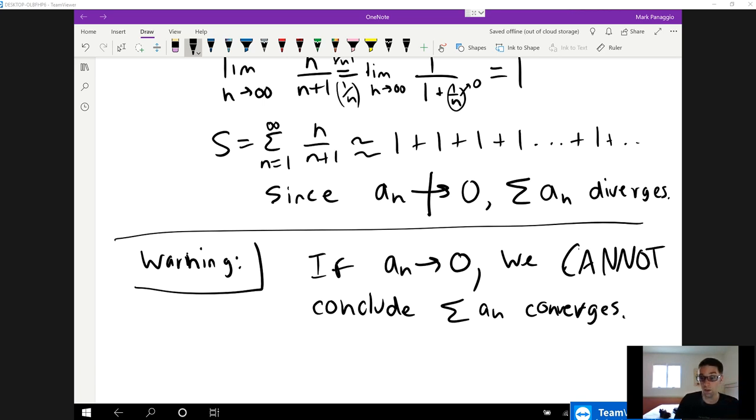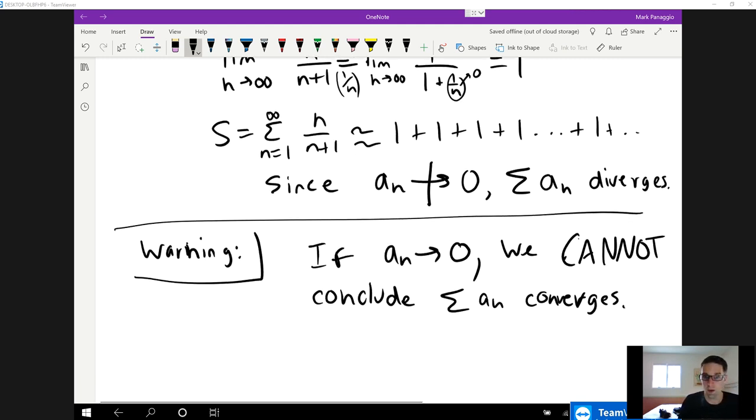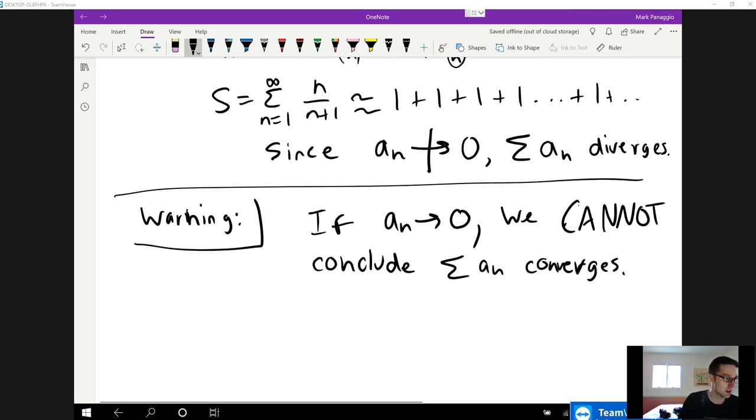Okay, so the nth term test goes one way. It says if the terms don't go to 0, it diverges. If the terms do go to 0, then this is going to be inconclusive. So you just shrug at that point and say, this doesn't help. I need something else to help me answer the question. Okay, so to see why this is an important distinction to make, let's look at another example.